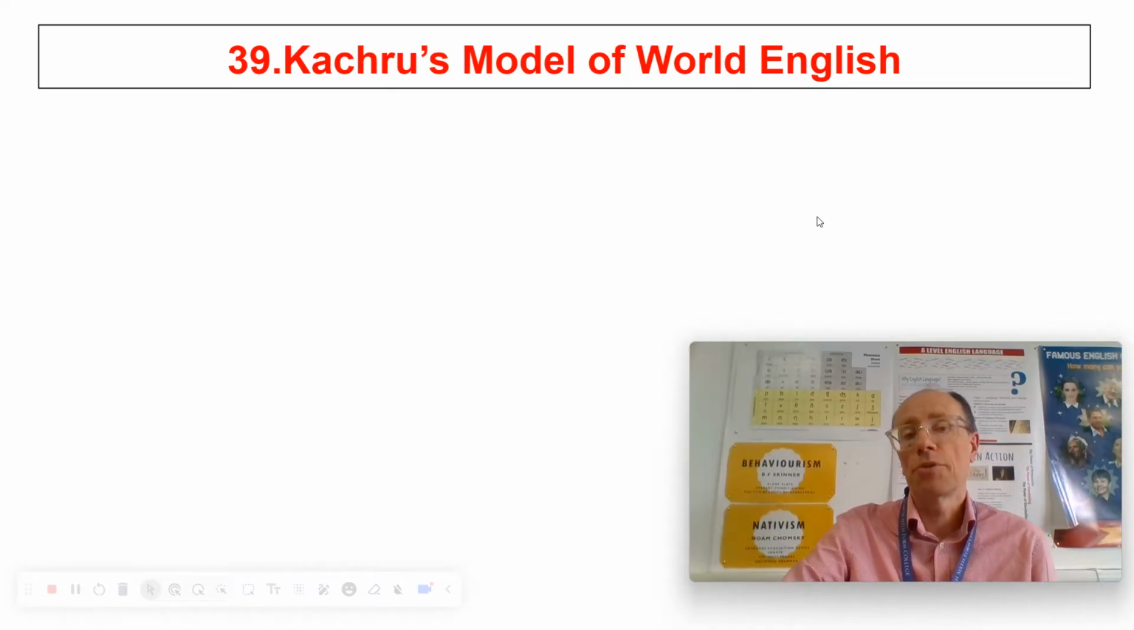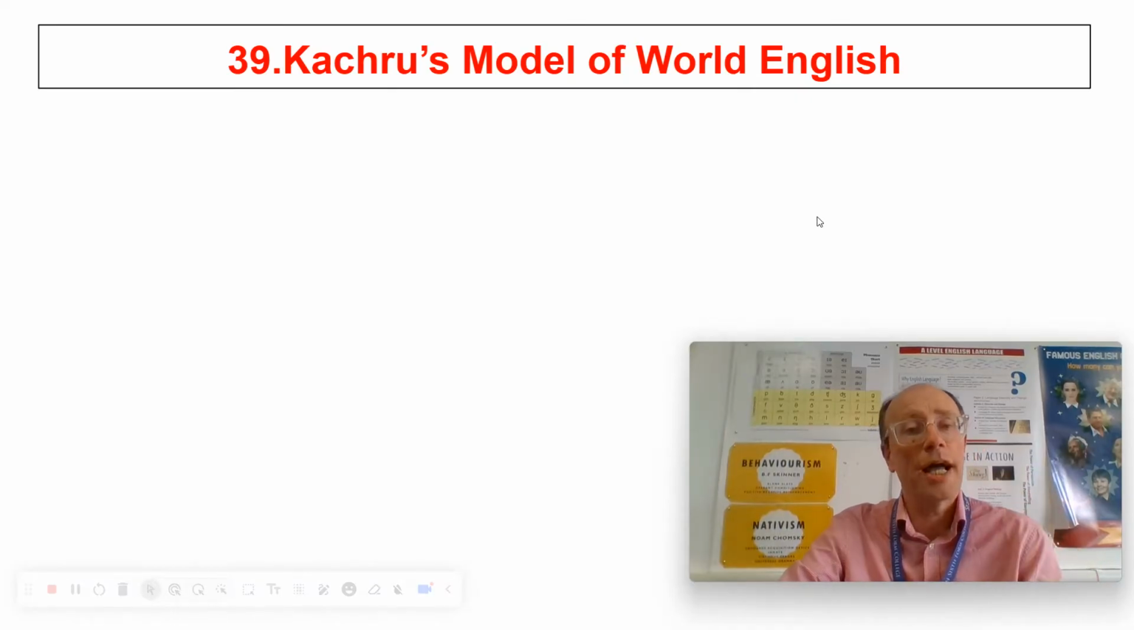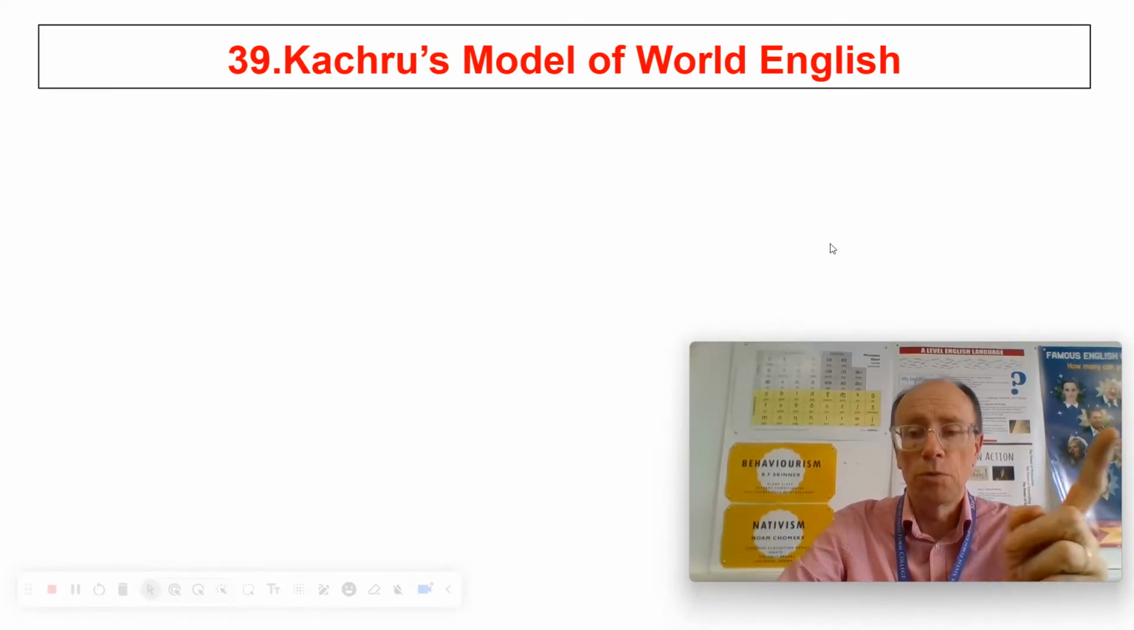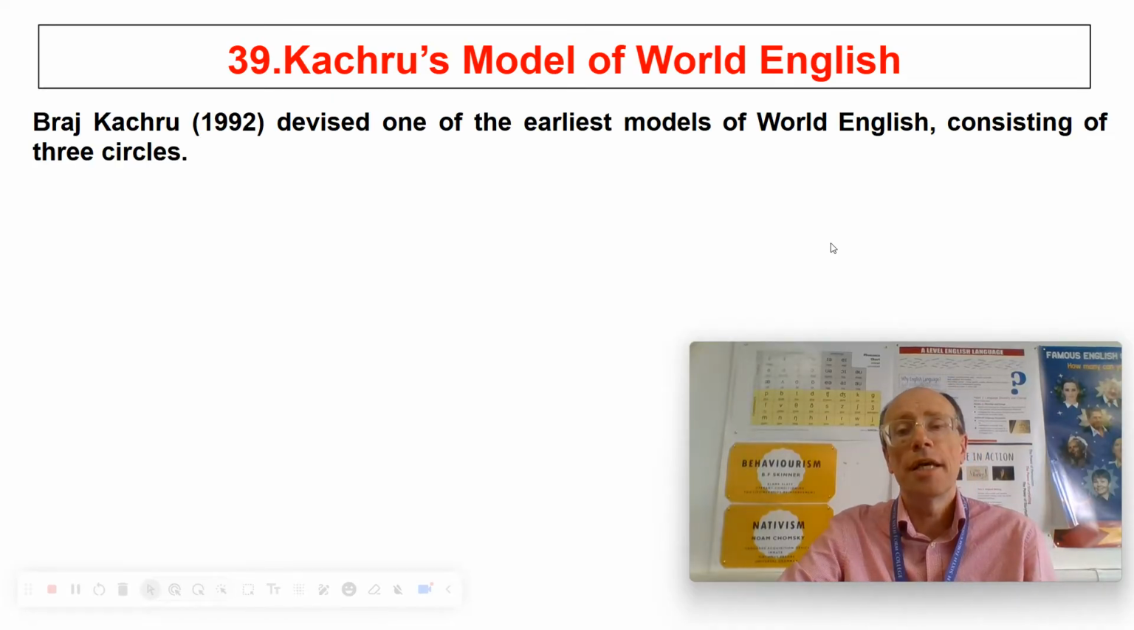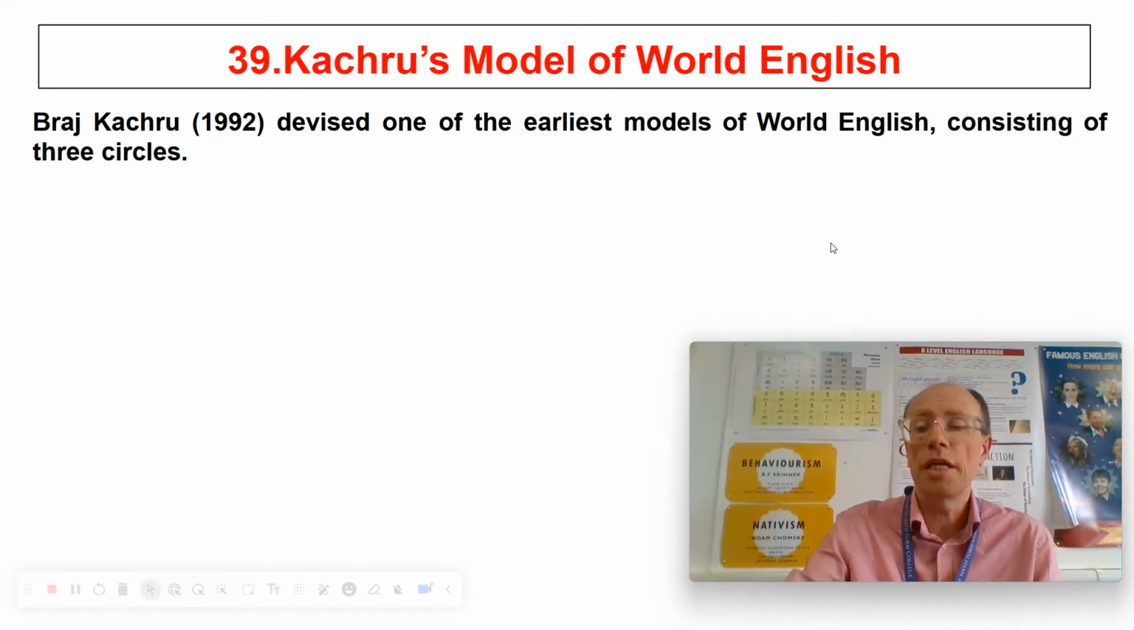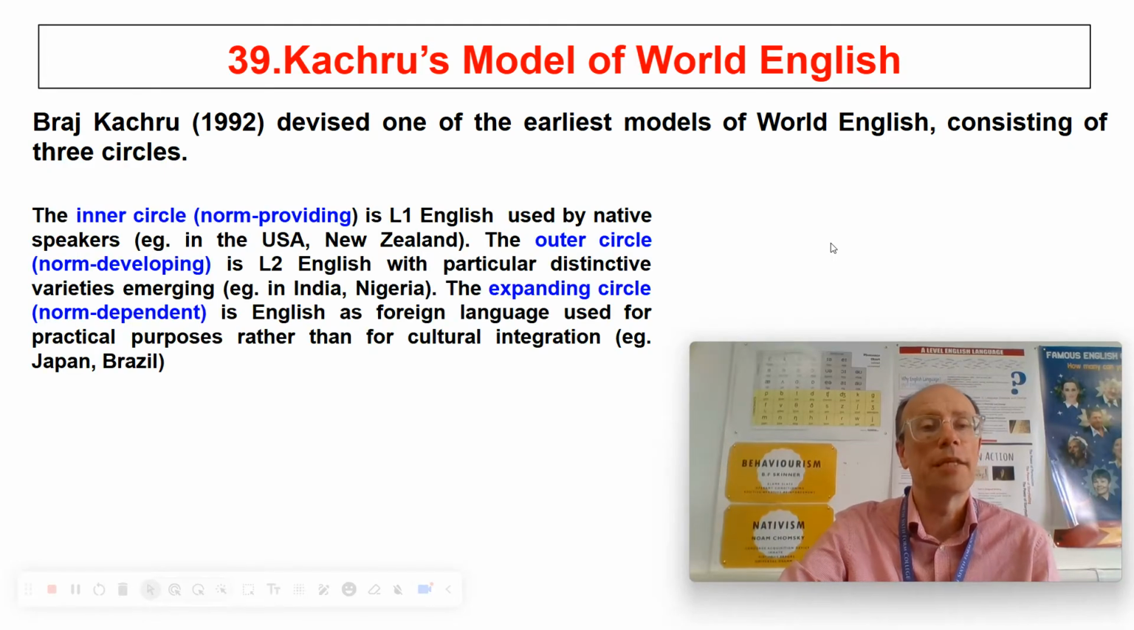Language change concept 39, bring on Braj. This is Braj Kachru. This is his 1992 model of World English. Let me tell you all about that. So Braj Kachru, he devised one of these earliest models of World English, and it consisted of 3 circles. Looks like an enormous donut with a red bit in the middle.